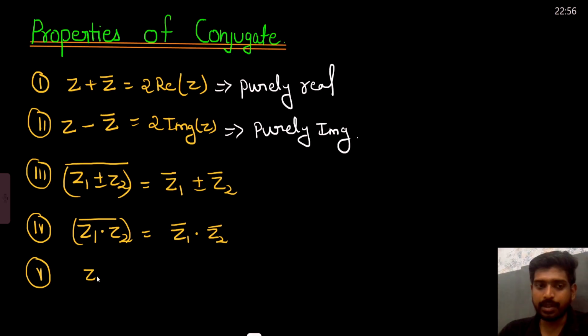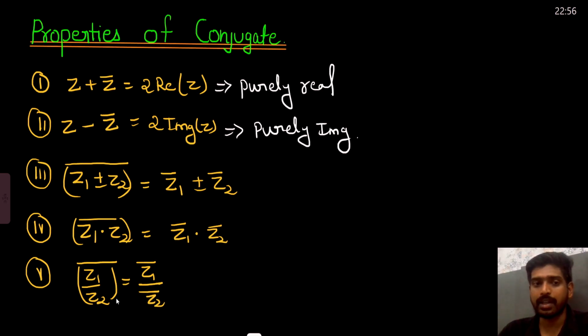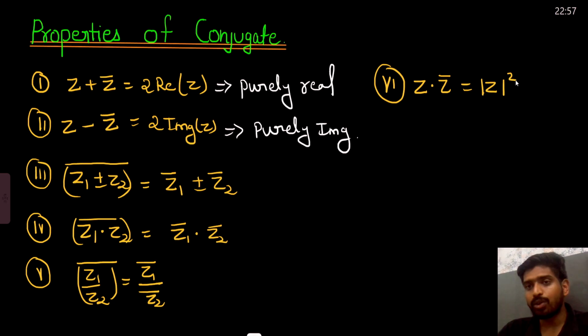Fifth, if z1 divided by z2 is there and they want the conjugate of the resultant complex number, which we got after dividing z1 and z2, this we can find by individually finding their conjugates. First we'll find z1 conjugate, then we'll find z2 conjugate, then we'll divide. We'll get the same answer. This means this conjugate we can distribute over division also. Understood? Now next, the sixth property. The sixth property says that z multiplied by z conjugate is magnitude of z whole square.